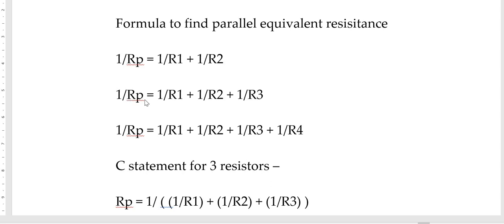So let us do it for 3 resistors. Then the formula gives us 1 upon Rp. So to find out Rp, we have to get the inverse of this. So Rp is equal to 1 divided by this: 1 upon R1 plus 1 upon R2 plus 1 upon R3. So let's use this.